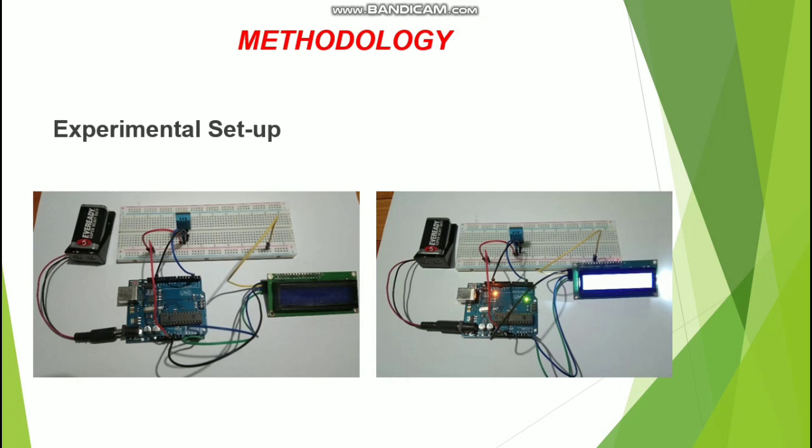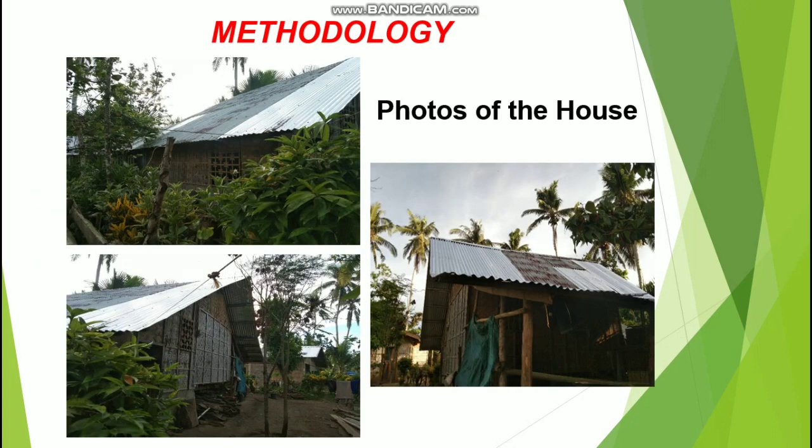So these are the photos of the house. The test was conducted inside the researcher's house. The structure was made of amakan walls, GI sheet roofs, and cemented floors. The surroundings have a little vegetation. Most are ornamental plants like the San Francisco.